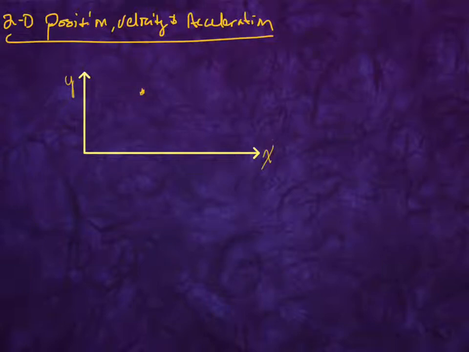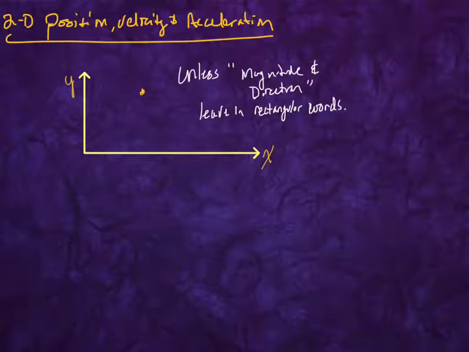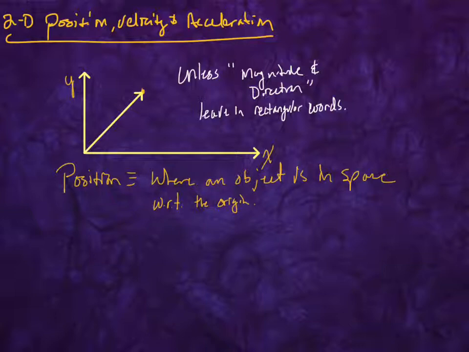So what are we going to do with that spot? How are we going to communicate it? Now, unless you have something that specifically says the magnitude and direction of the vector, it is much more practical to leave things in rectangular coordinates. And so we are going to identify this point, where it is in space with respect to the origin. That's what WRT means. WRT is with respect to the origin.